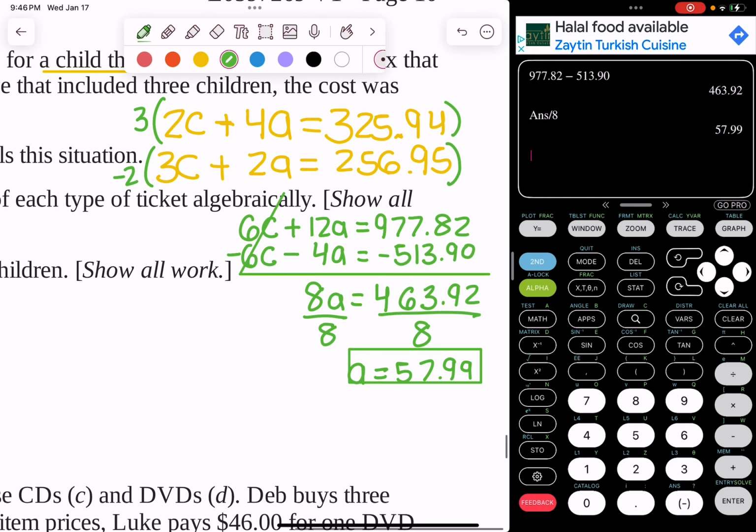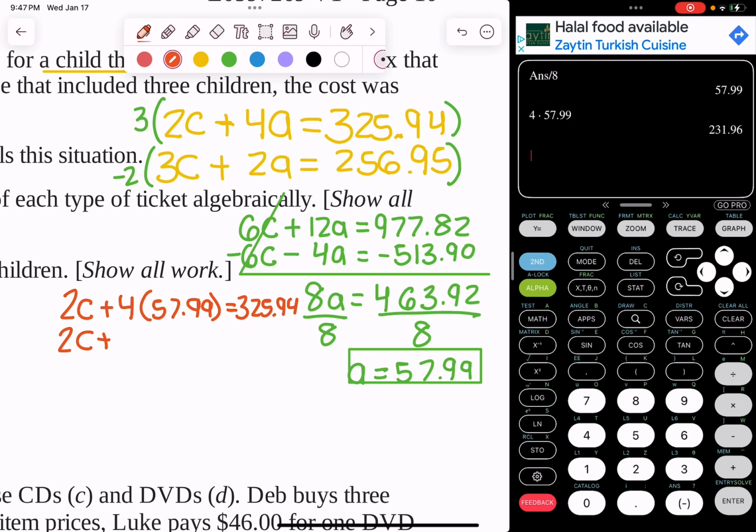Now we need to find the price of children. To do this, I will use the first equation. 2 times the price of children, plus 4 adults at $57.99, equals the total price of $325.94. So I will have 2c plus 4 times $57.99, which is $231.96, which equals the total amount.